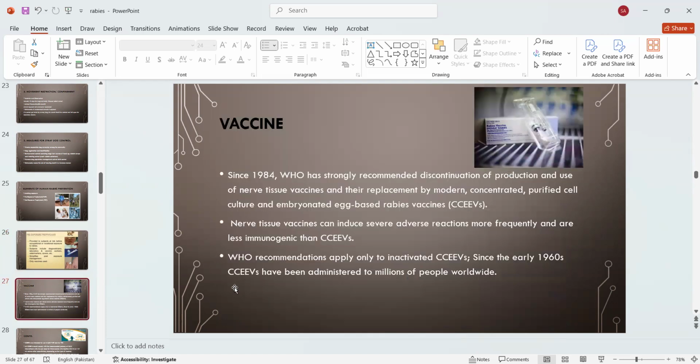Since 1984, WHO has strongly recommended discontinuation of production and use of nerve tissue vaccines and the replacement by modern, concentrated, purified cell culture and embryonated egg-based rabies vaccine. Nerve tissue vaccines can induce severe adverse reactions more frequently and are less immunogenic than cell culture vaccine. WHO recommendations apply only to inactivated cell culture vaccine. Since the early 1960s, the cell culture vaccines have been administered to millions of people worldwide.